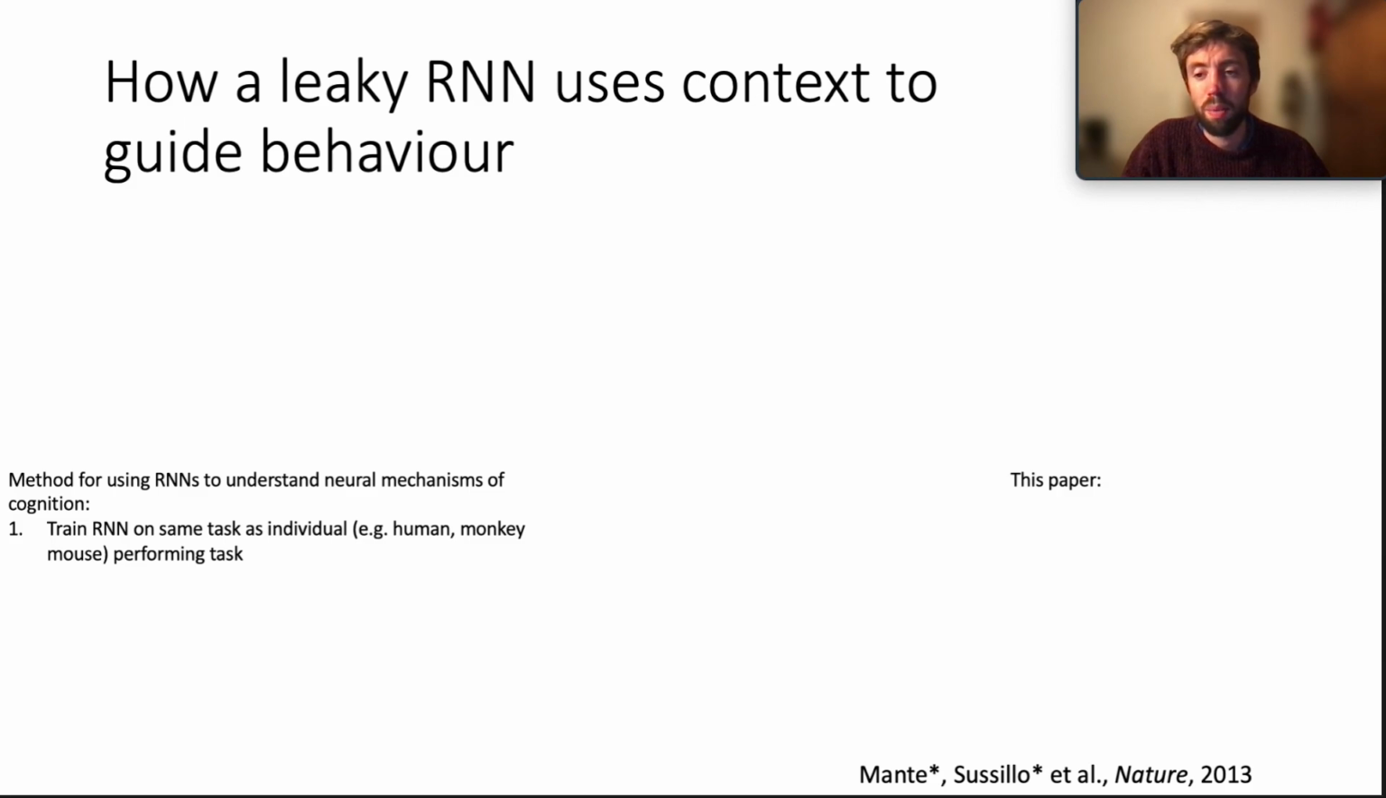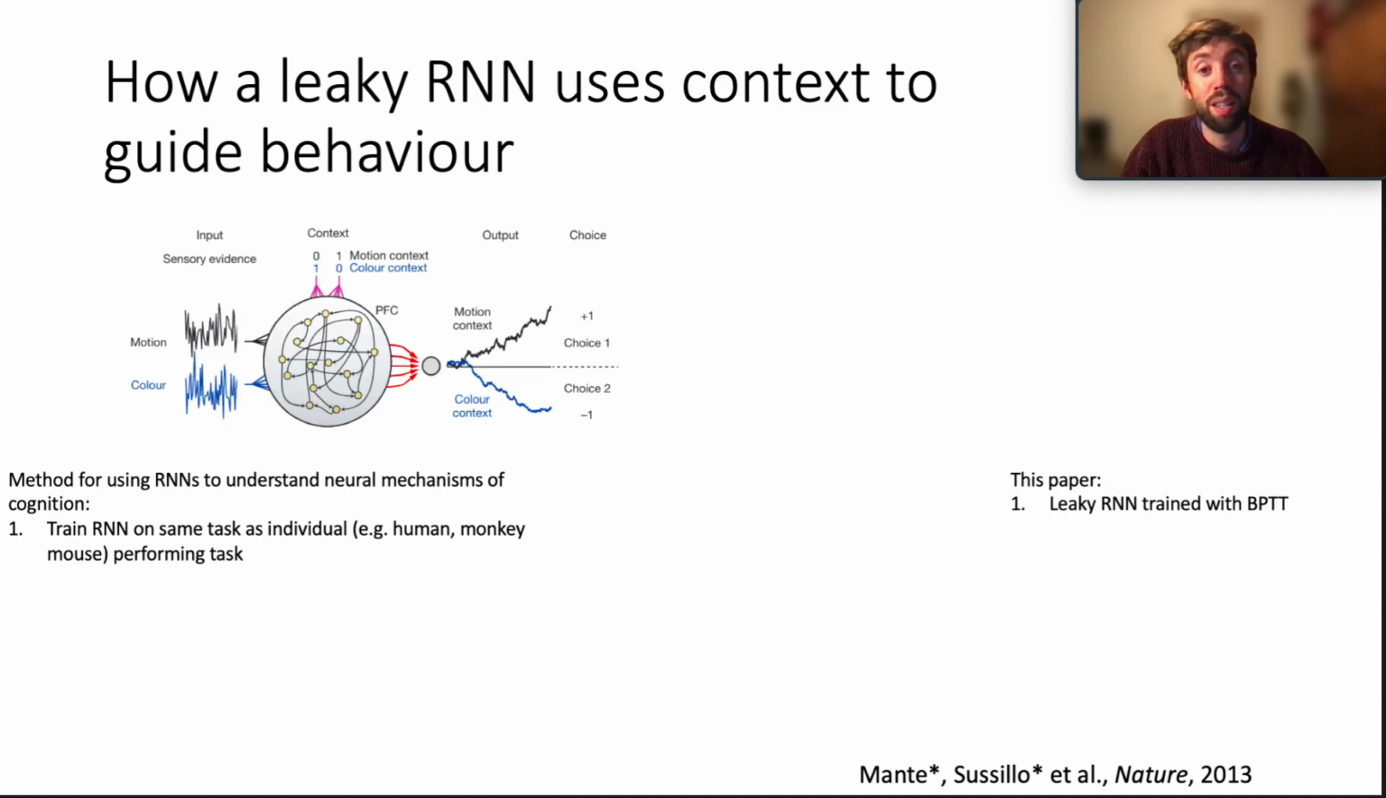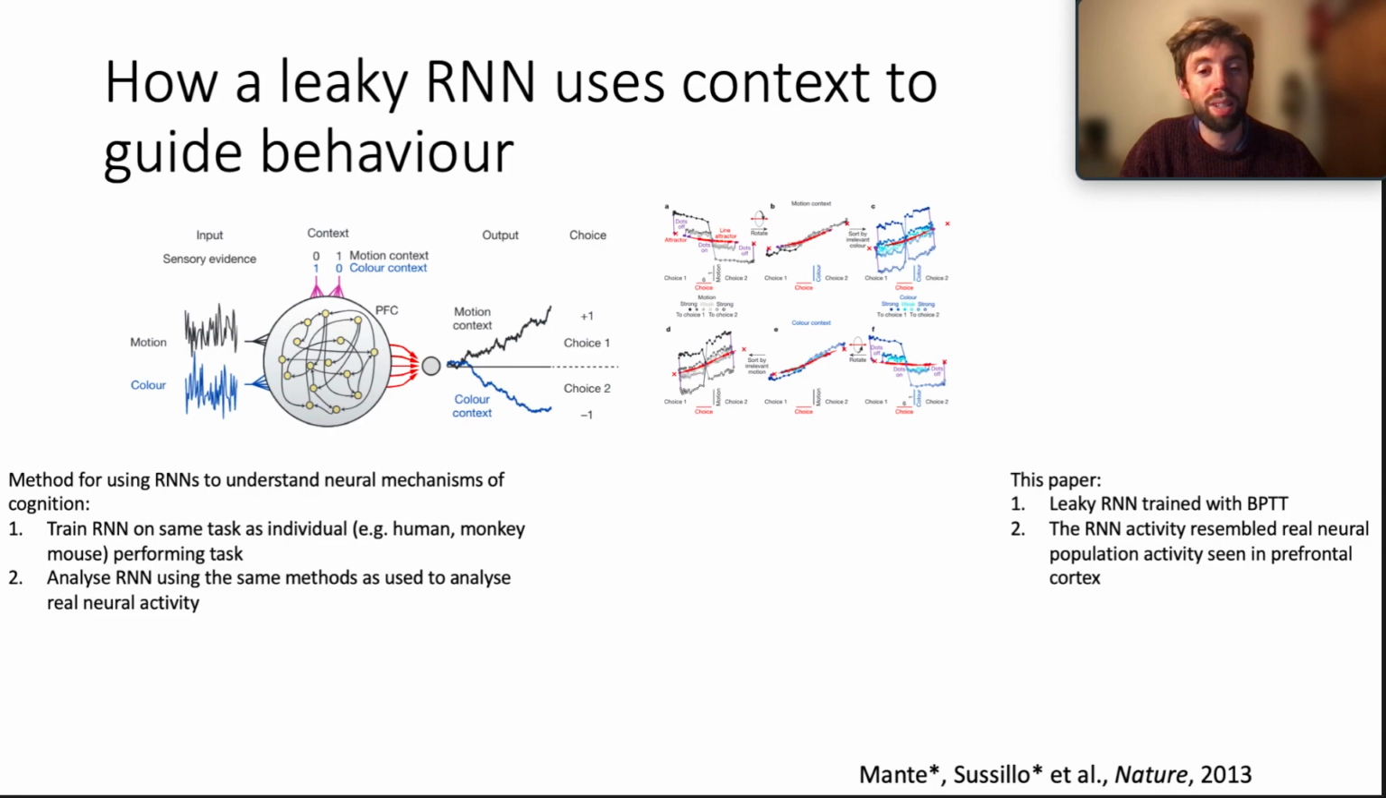So the first step is to train the recurrent neural network on the same task as the individual, which could be a human, a mouse, or as in this paper, a monkey. And in this paper, they trained a leaky RNN with backpropagation through time on the same context-dependent decision-making task. The next step is to analyze the RNN using the same methods used to analyze the real neural activity.